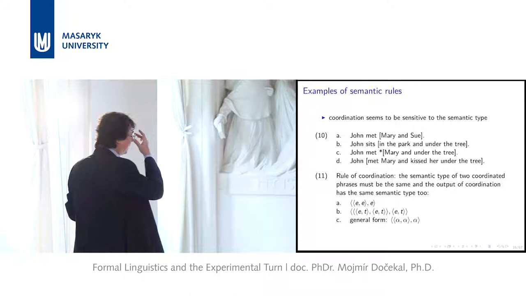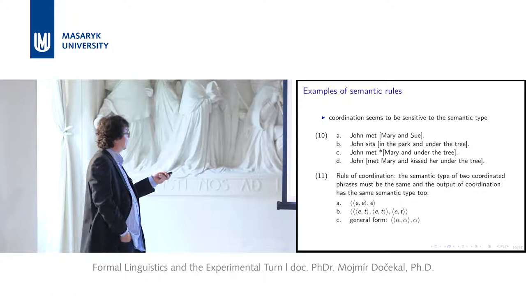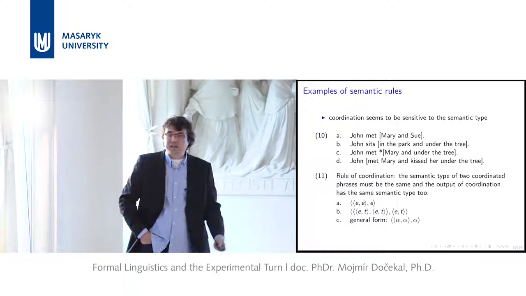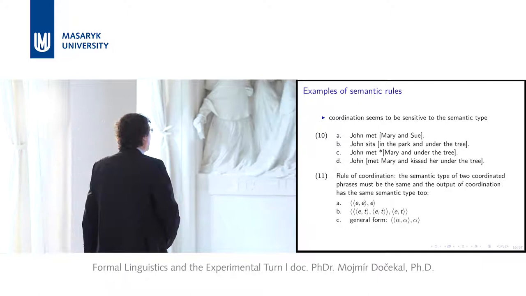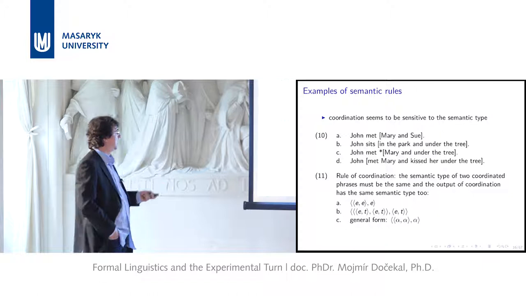But when you start to coordinate things like an entity denoting expression, Mary, and a PP, John met Mary and under the tree, the result is ungrammatical. And you don't know why. And people in semantics claim this is because the phrases which you coordinate must be of the same semantic type.